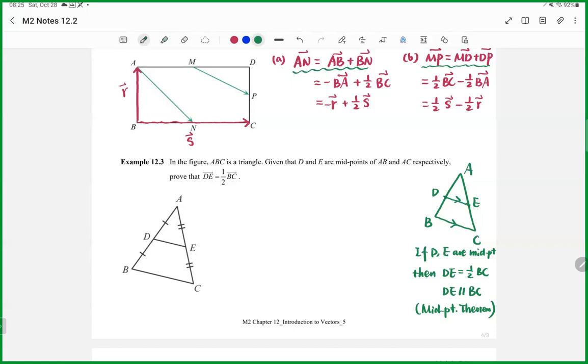So for this, first we need two base vectors. I'll call this AB, one base vector. I call it B. And I'll call this one C, the other base vector.